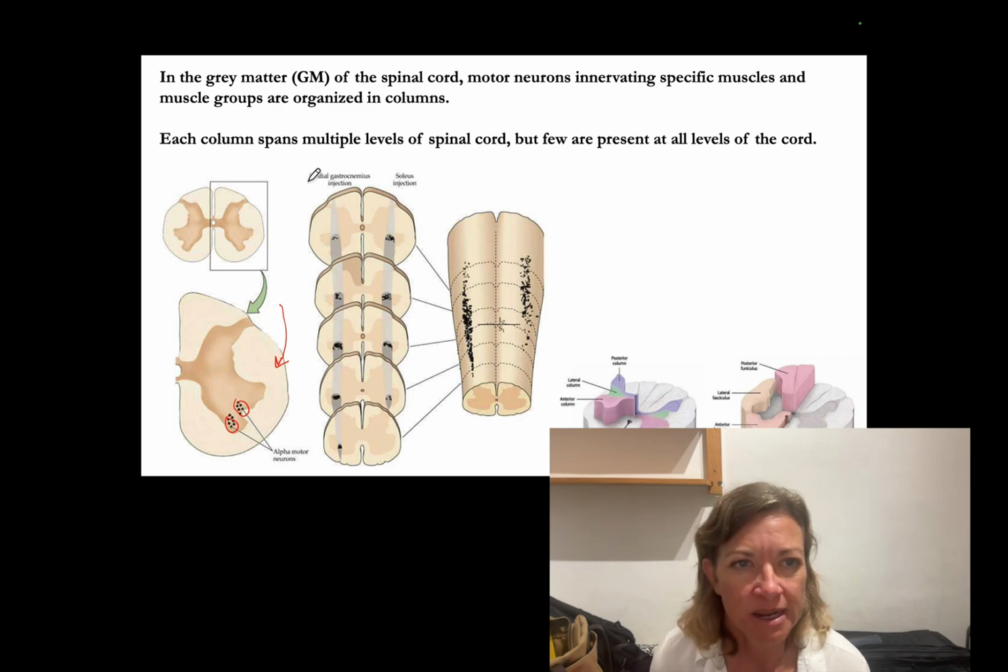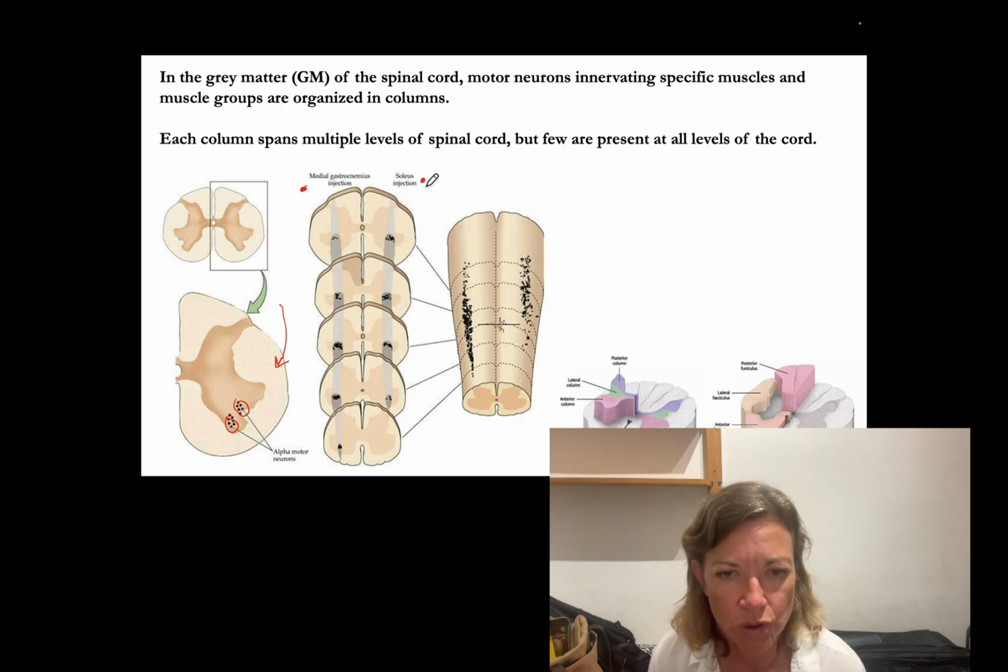So in this experiment, a tracer was injected into two muscles, the medial gastroc and the soleus, and then we can look at the ventral horn neurons, the motor neurons that took up that tracer from the muscle. And we can see that those motor neurons supplying those muscles span multiple segments of the spinal cord. So that's sort of the first important feature.